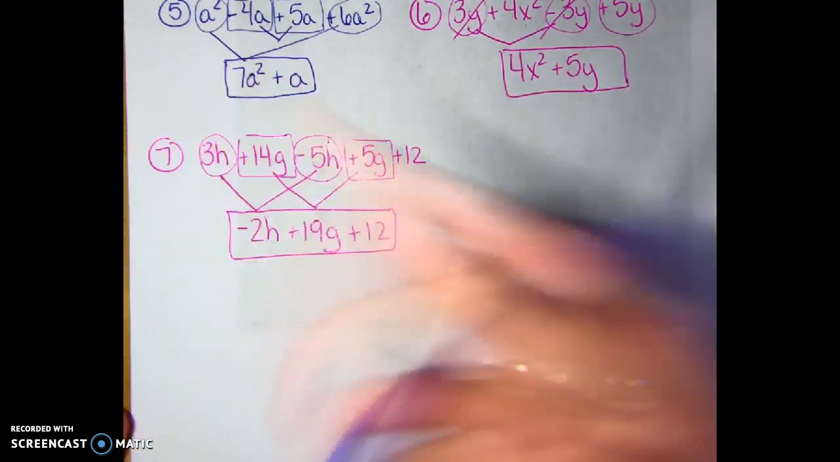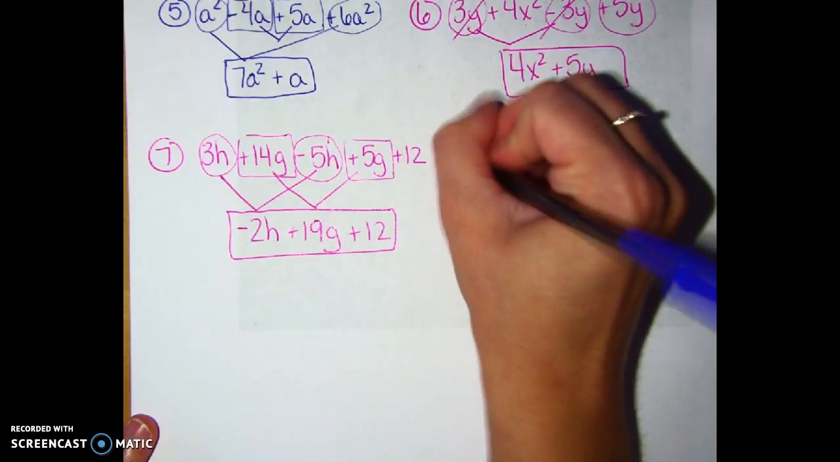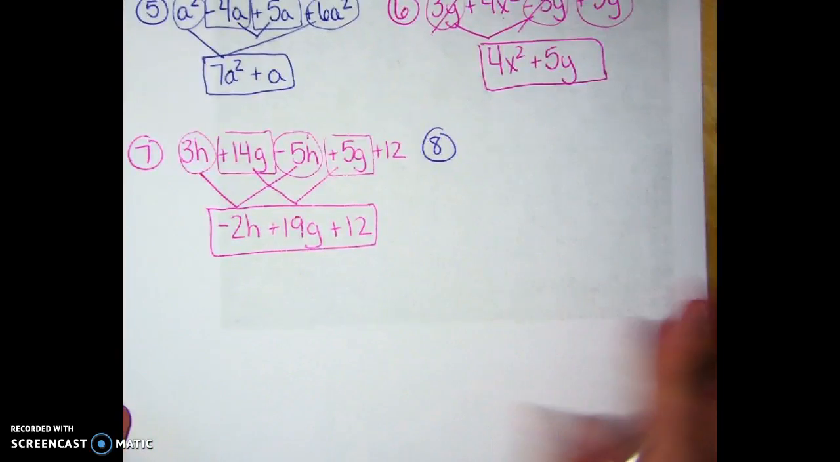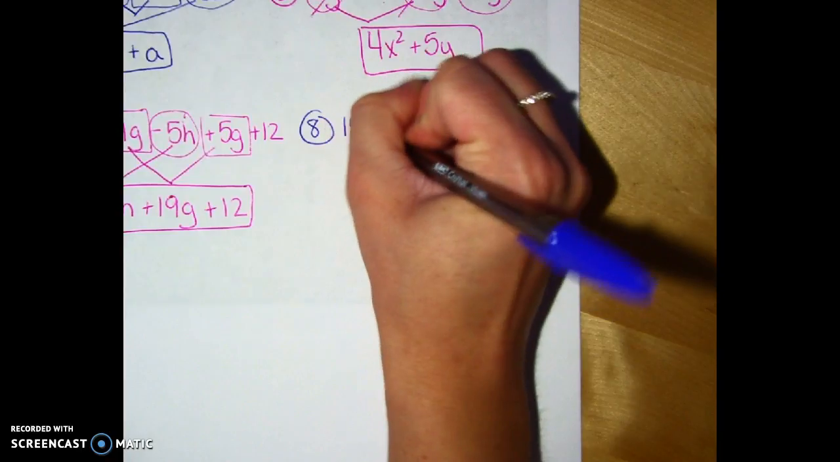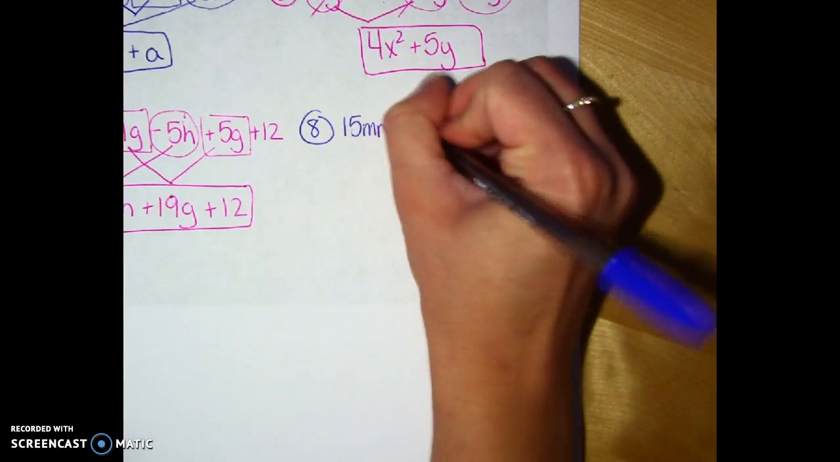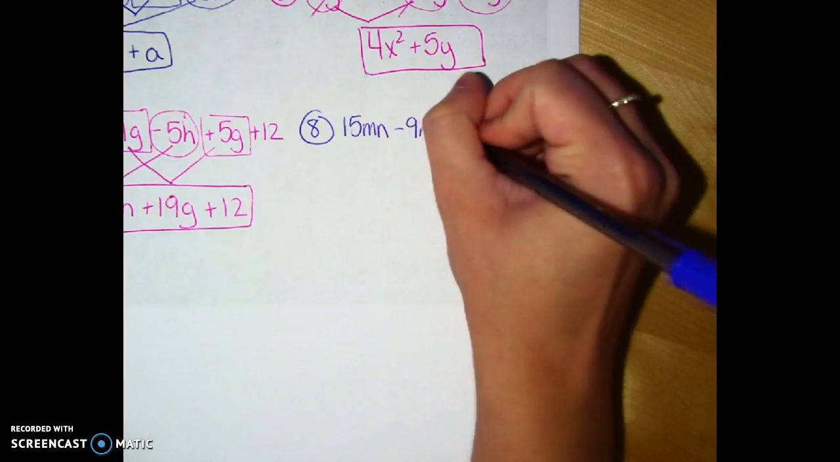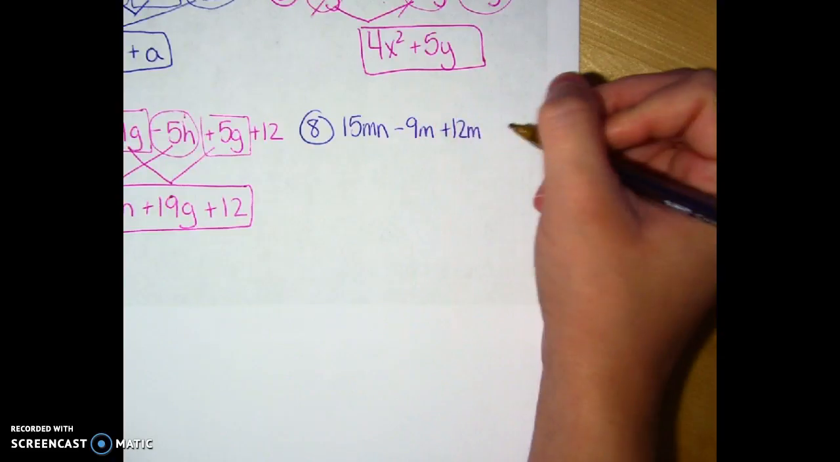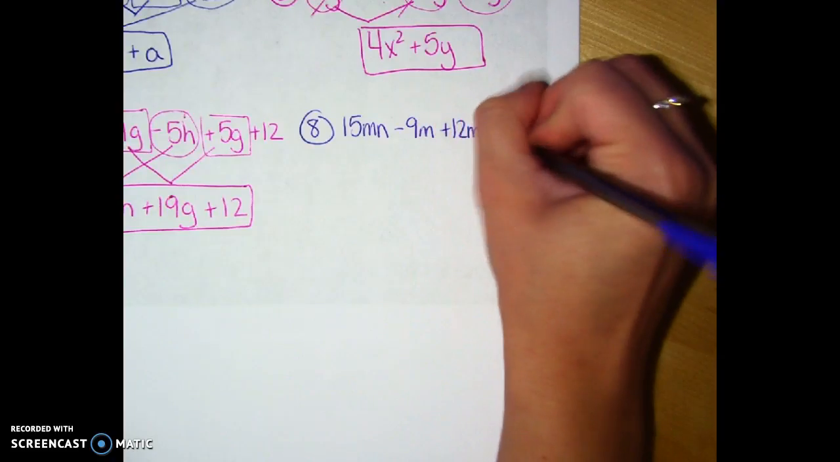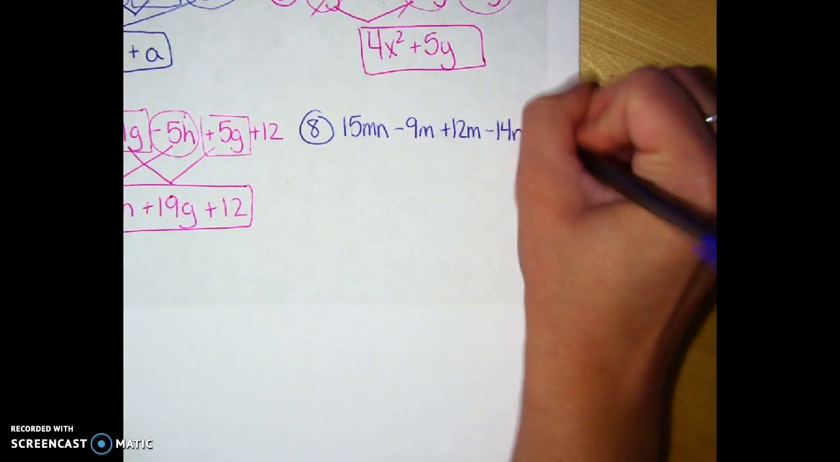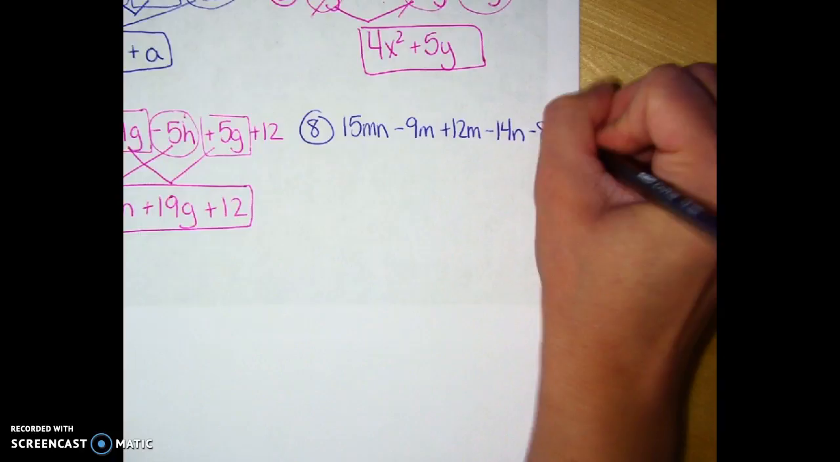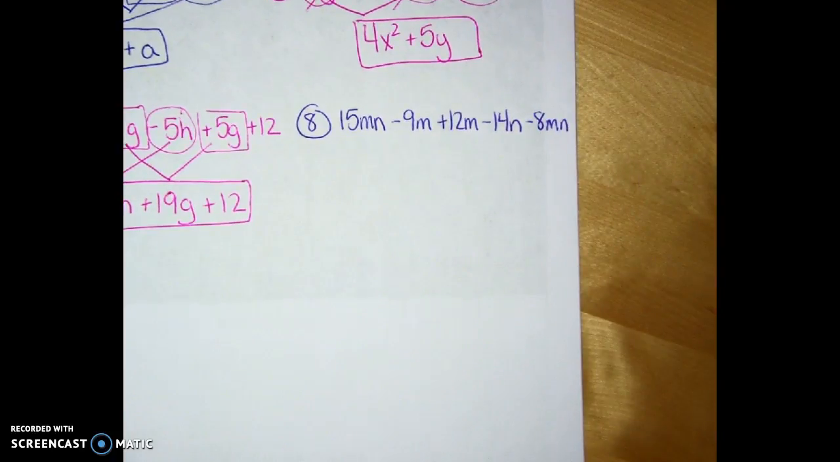Okay, one more, and then you can start on your assignment. Number 8. I don't know if I'm going to have enough room for this one. Let's see. 15mn minus 9m plus 12m minus 14n minus 8mn. Okay, go ahead and try that one.